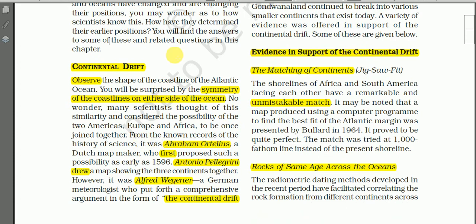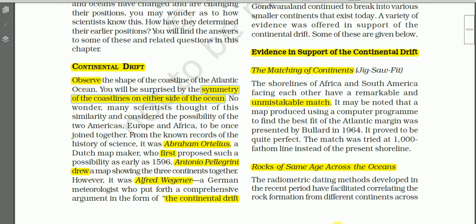So to understand the positions of the continents and oceans in the past and the present, we have to read carefully this theory known as Continental Drift theory. Let us read. Observe the shape of coastlines of the Atlantic Ocean, and you will be surprised by the symmetry of coastlines on either side of the ocean.